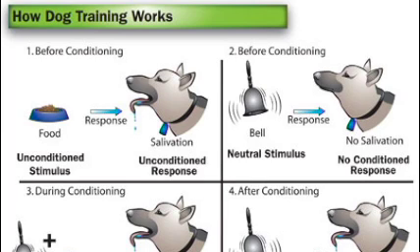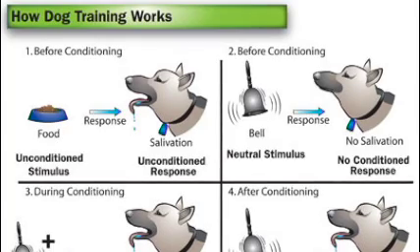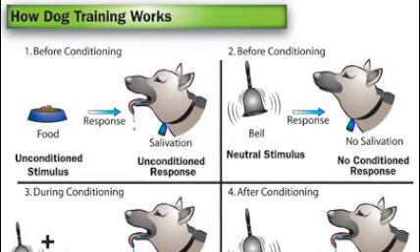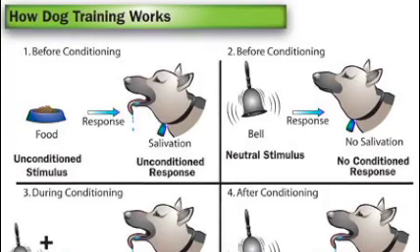Pavlov's dog experiment. Before conditioning, a dog was exposed to a ringing bell. The dog reacted with no response. Then the dog was shown food, an unconditioned stimulus, and the dog reacted by producing saliva, the unconditioned response.